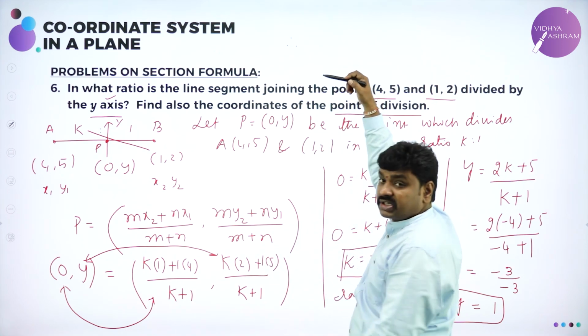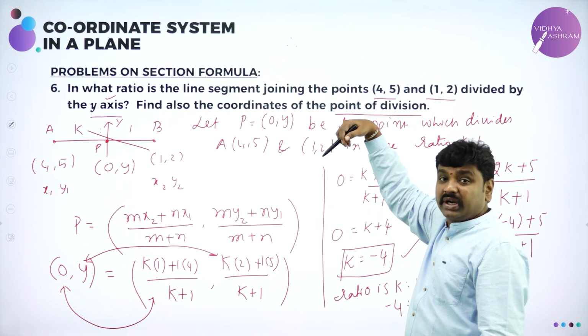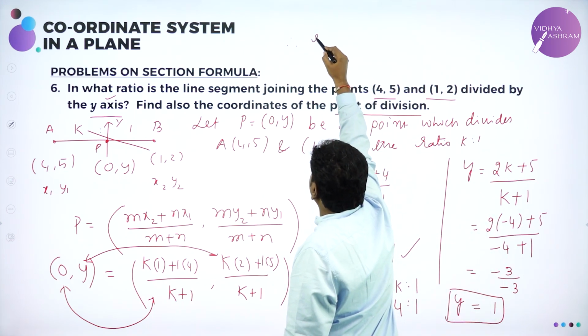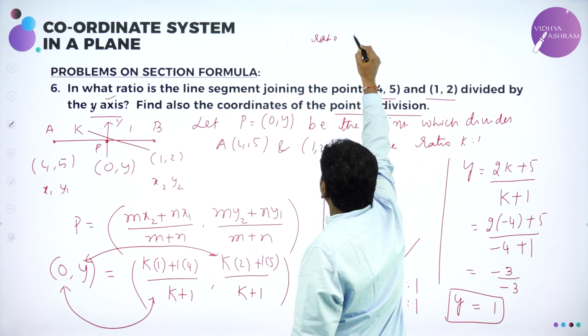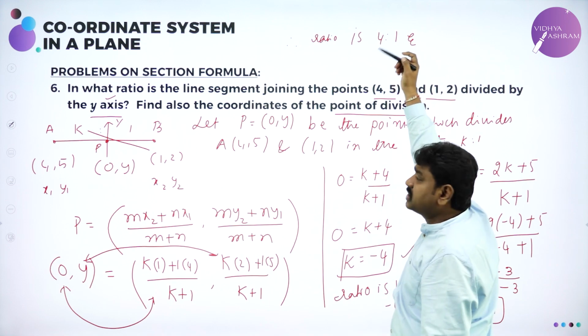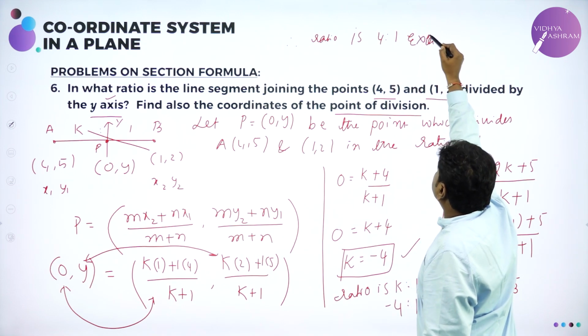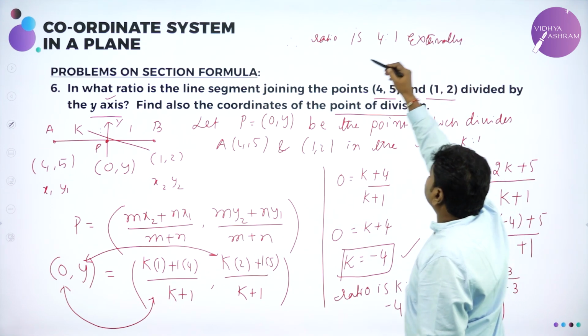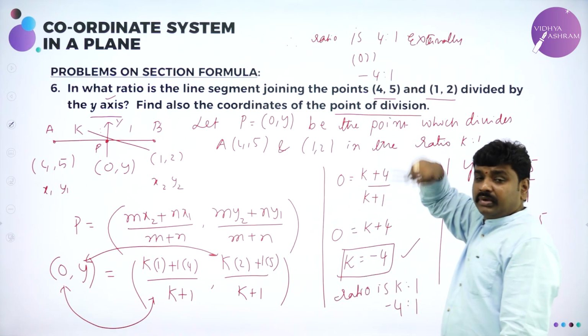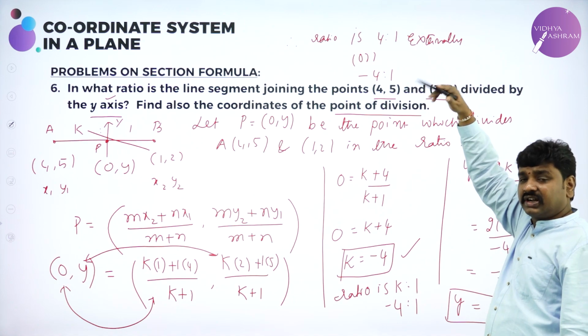So we will write the ratio as k is to 1, that is 4 is to 1, but minus is there. So we say the ratio is 4 is to 1 externally. In spite of writing minus, you can say externally, or you can just say the ratio is minus 4 is to 1. Minus indicates the point of division lies external.